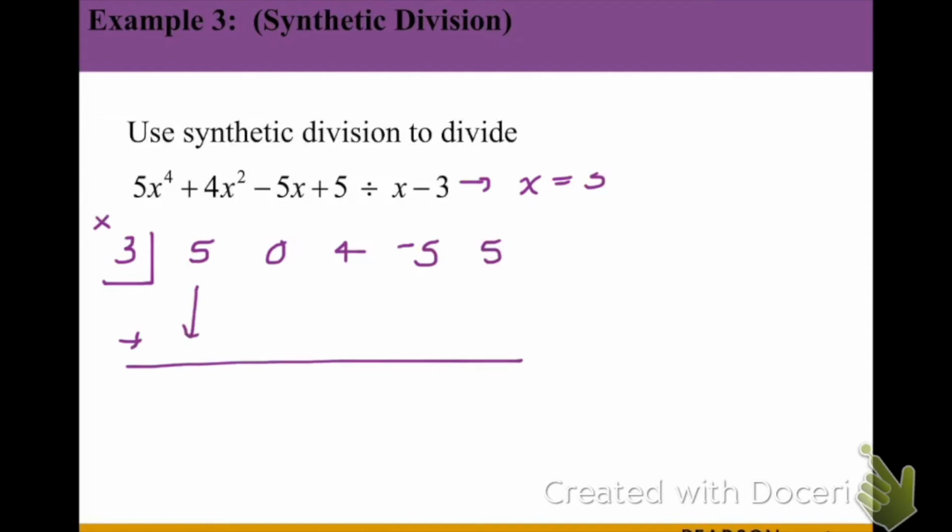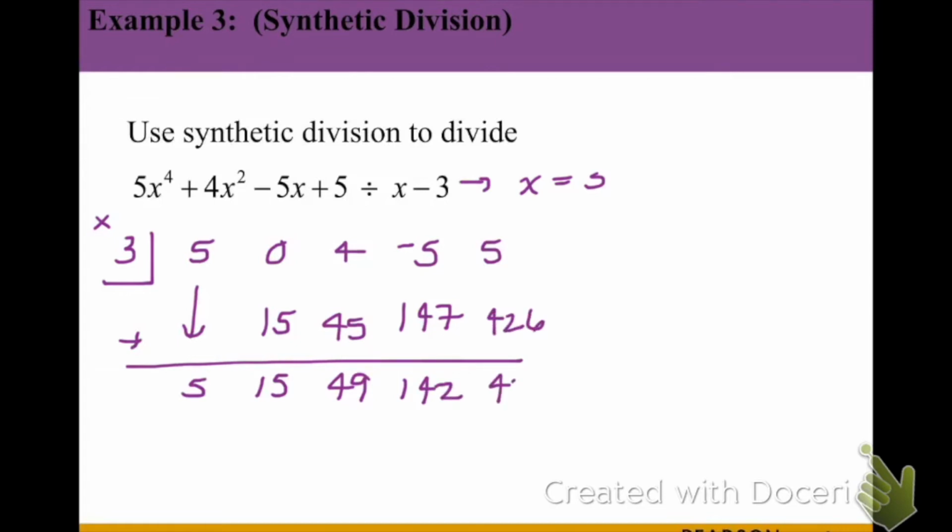So we're going to bring down that 5 from the first column, multiply by 3, which gives us 15. Add down, which will give us another 15. 15 times 3 is 45, which if we add down is 49. We take the 49 times 3, that will give us 147, which if we add down, gives us 142. We multiply one more time, we're going to get 426. If we add down, we'll get that 431. So in this case, 431 is going to be our remainder.